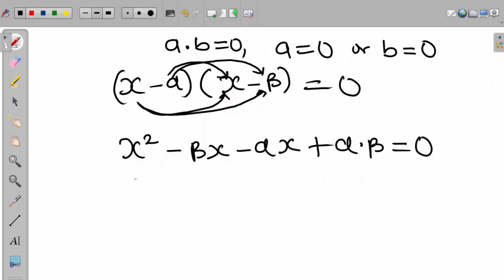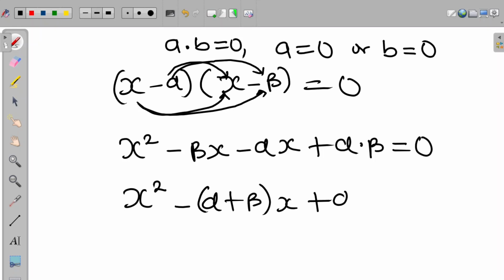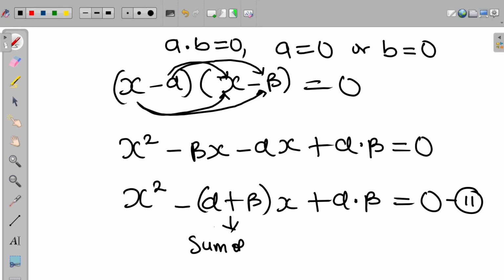Now, our equation can be simplified as x squared. If we factorize x from this expression, we have minus alpha plus beta, enclosed in the bracket, multiplied by x, plus alpha multiplied by beta equal to 0. So from equation 2, we have been able to form a quadratic equation which has the sum of roots and also the product of roots.